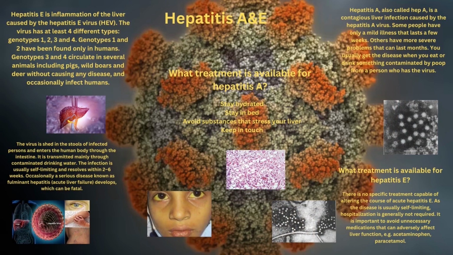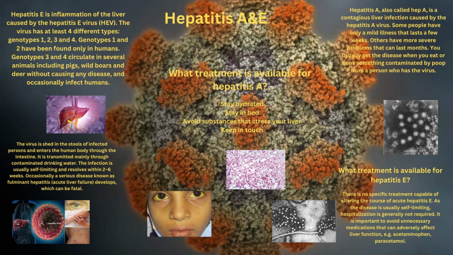Hepatitis A and E. Hepatitis E is the inflammation of the liver caused by the hepatitis E virus. The virus has at least 4 different types, genotypes 1, 2, 3, and 4. Genotypes 1 and 2 have been found only in humans. Genotypes 3 and 4 circulate in several animals including pigs, wild boar, and deer without causing any disease and occasionally infect humans.